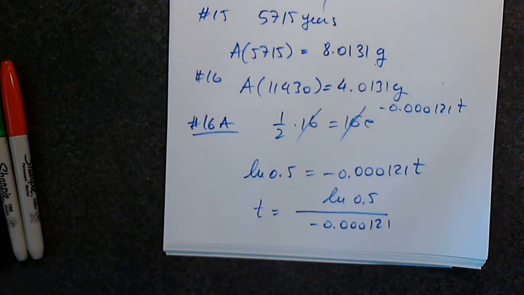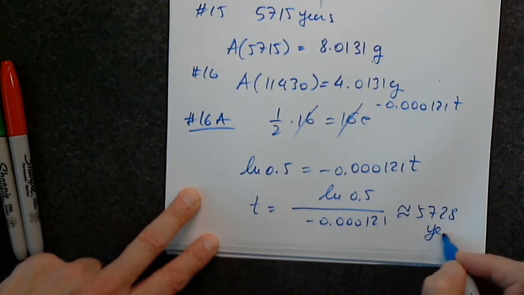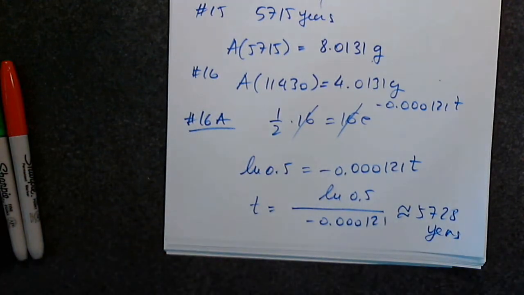Go back to natural log of 0.5. And divide by, don't forget to put parentheses around everything, negative 0.000121, close the parenthesis, and we get 5,728 years, approximately 5728 years.